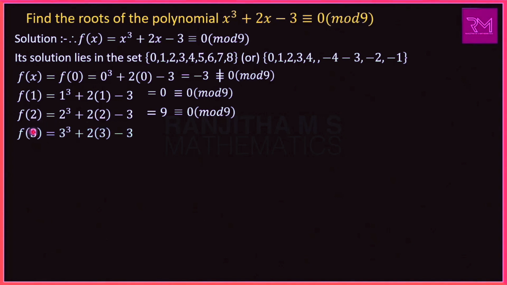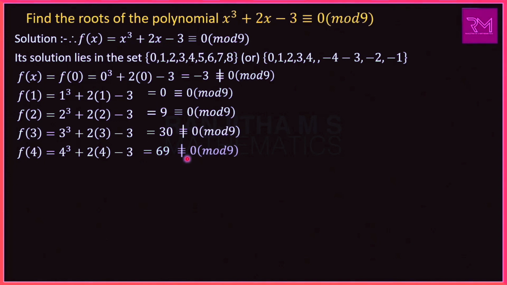Similar way we have to find for x is equal to 3. That is, if we substitute x value as 3 means 3 cube plus 2 into 3 minus 3. That value becomes 30. So 30 is not congruent to 0 mod 9, because 9 does not divide 30. So x is equal to 3 is not a root. Similar way we have to find for 4. So if we substitute for 4, that is 4 cube plus 2 into 4 minus 3, we get a value as 69. So we know that 69 is not congruent to 0 mod 9, because 9 does not divide 69. Therefore x is equal to 4 is not a root.